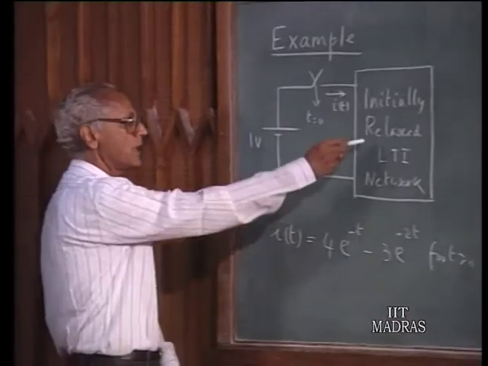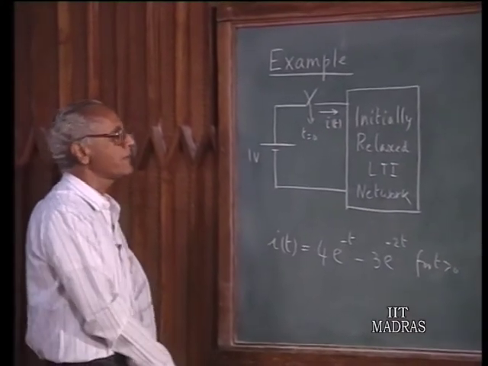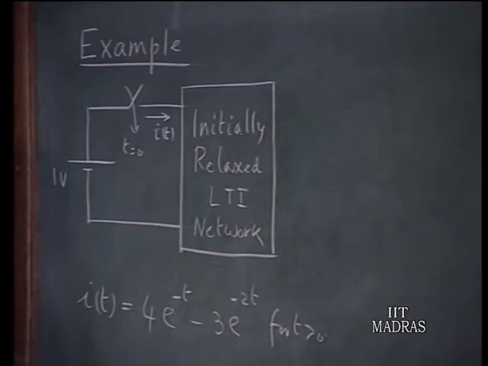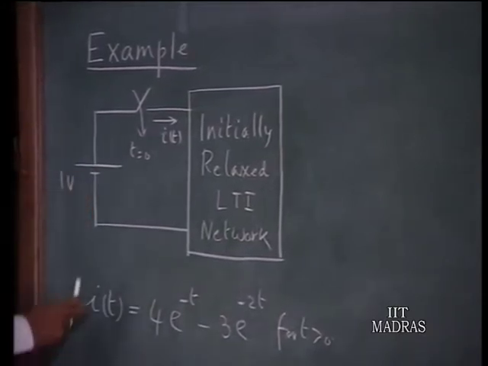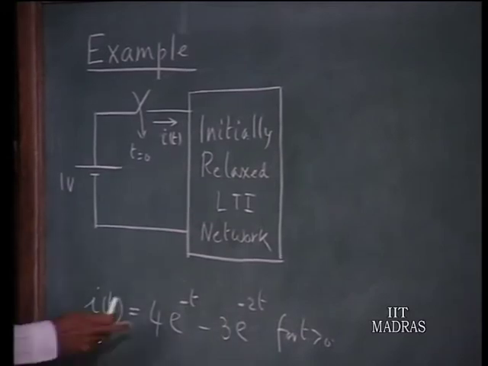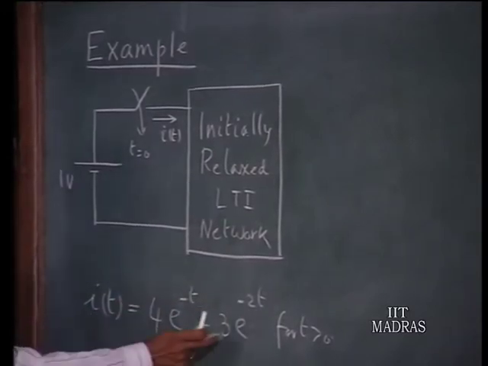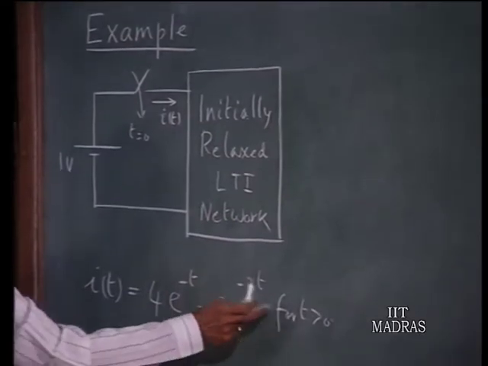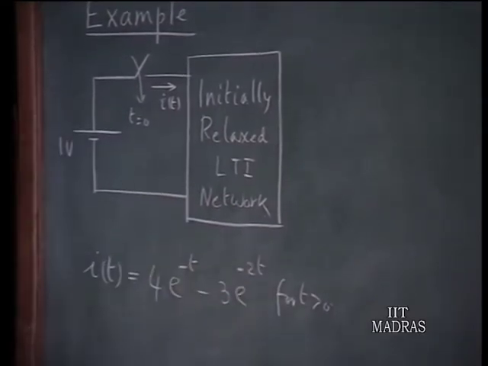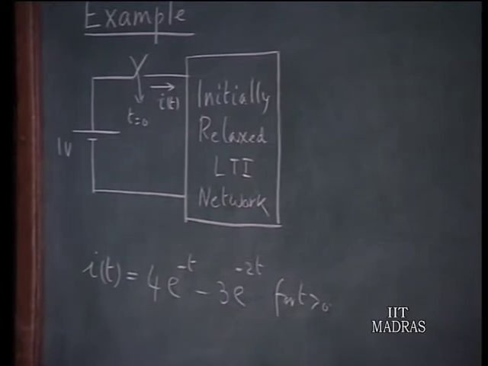Let us now consider this example where we have a network which is linear time invariant, and we treat this as a system. The input is whatever voltage you give, and the response quantity is identified as the current i(t). When the switch is closed at t equals 0 in this particular network, it is observed that the current that flows into the network is given by 4 e to the power of minus t minus 3 e to the power of minus 2t for t greater than 0. Of course, it goes without saying that i(t) is 0 for t less than 0.